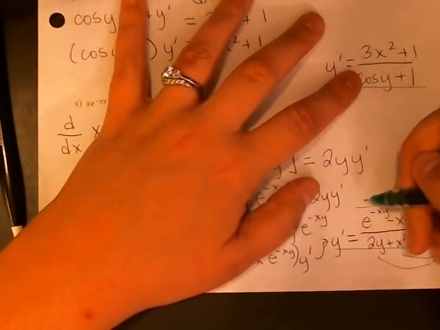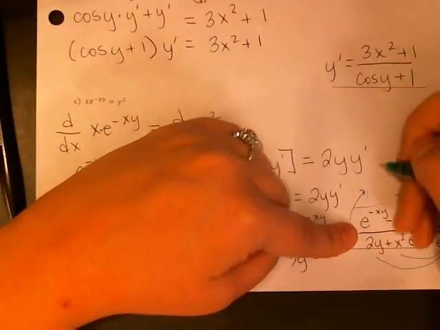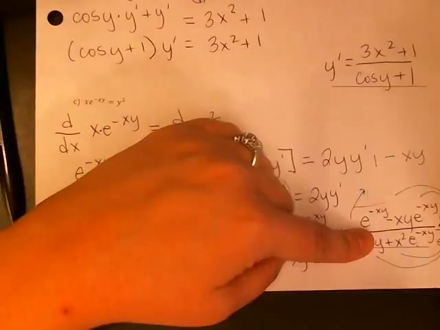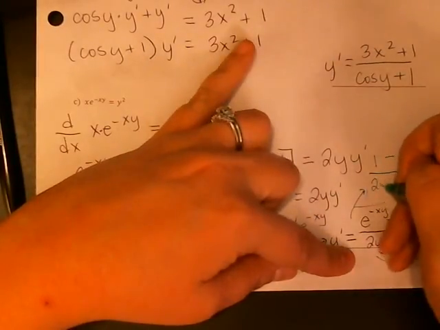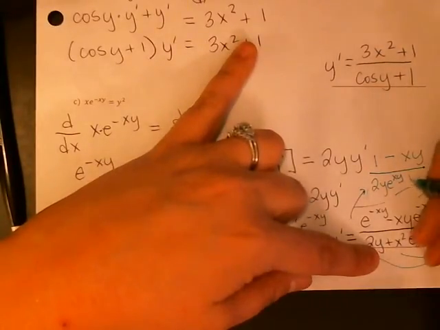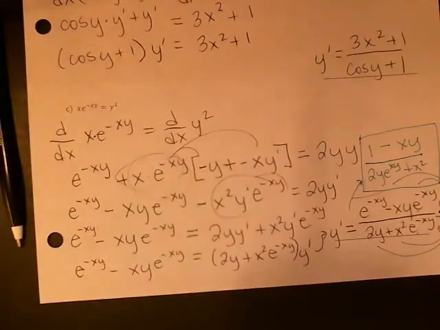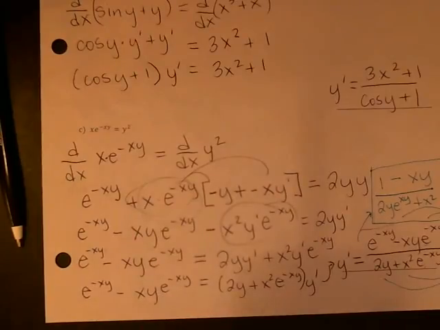So when we do that, here I'll sneak it in up above, I guess. We get 1 minus xy times 1 over 2y e to the xy plus x squared times 1. So that actually simplified really nicely. And I just remember that you need to get rid of those negative exponents.